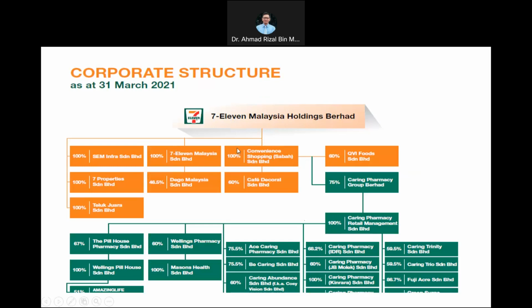So, for example, it has 100% ownership or stake in 7-Eleven Malaysia Berhad, of course, Convenience Shopping, Sabah Sembilan Berhad, SEM Intra, 7 Properties, and Teluk Juara. Whereas it has 46.5% in Digo, 60% in Cafe de Coral, 60% in QVI Foods, and 75% in Caring Pharmacy. And Caring Pharmacy has its own subsidiaries, which is quite a number, but I just show a snapshot here.